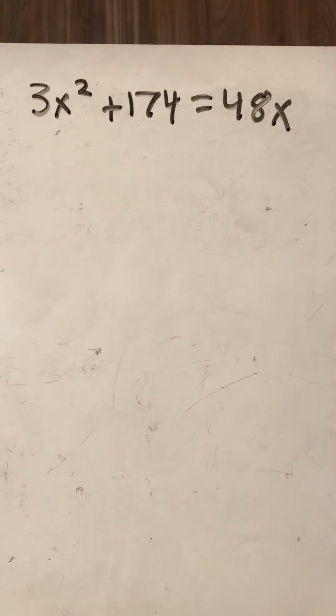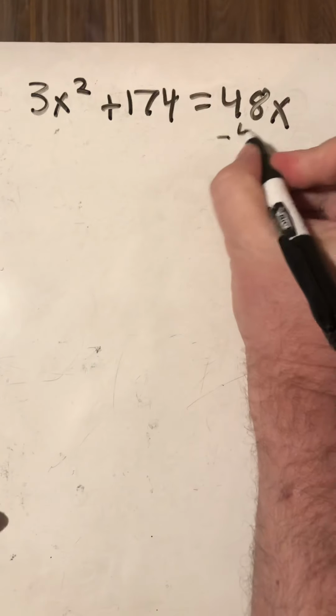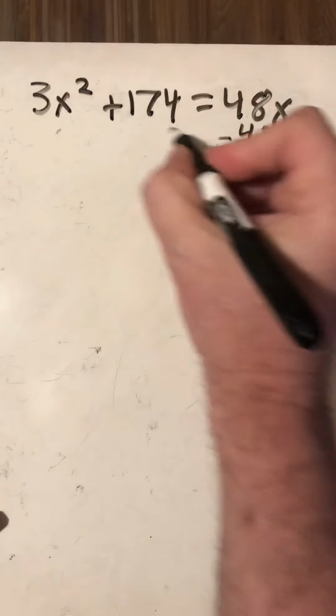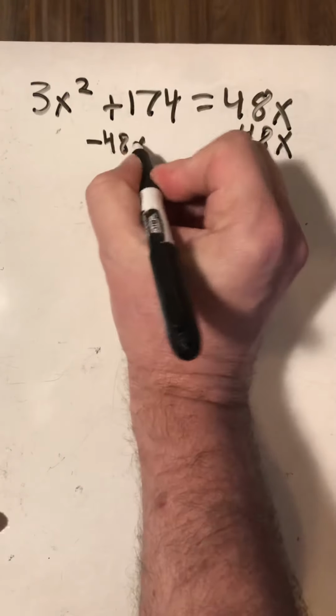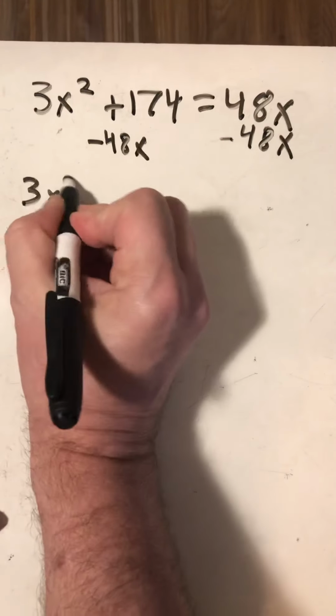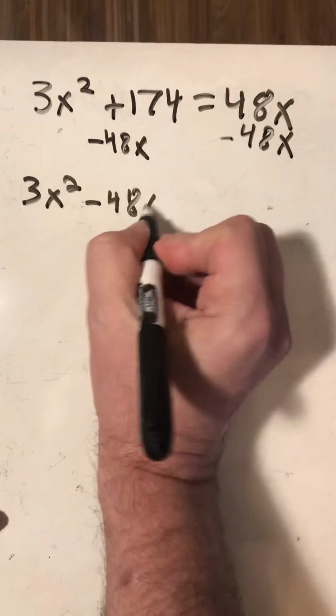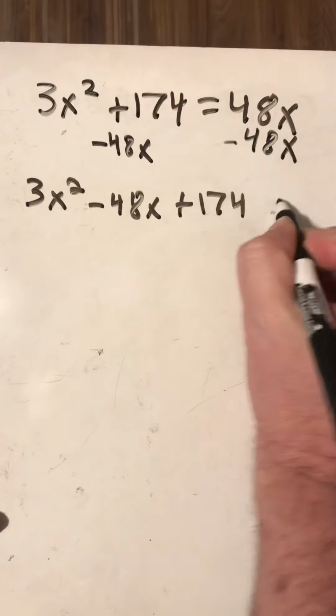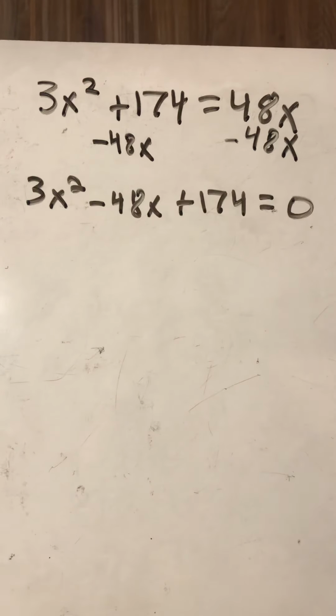All right, guys, here's another example where my a term is not 1. I tell you what, let's just go ahead and write this, set it equal to 0 to start out with, so it looks more familiar to what we've been dealing with. So I'm going to go ahead and subtract 48x from both sides and set it up where I've got my 3x squared minus 48x plus 174 equals 0. Okay? All right, so in this case, my a term is not 1, my a term is 3.